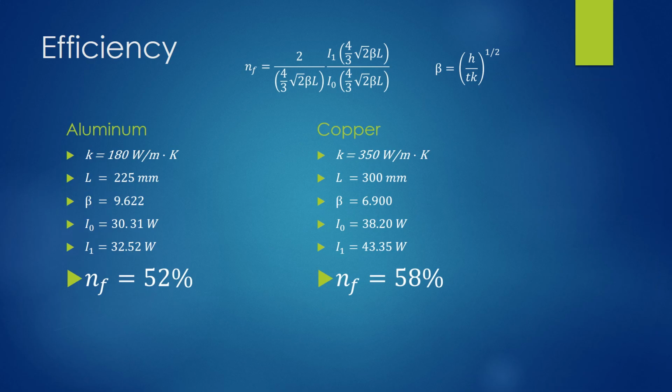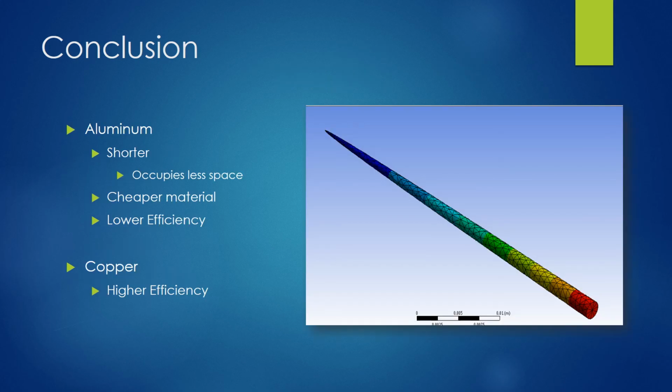Using the provided efficiency equation for a convex parabolic spine, we calculated the efficiency of the aluminum fin to be 52% and the copper fin to be 58%. After analyzing all of our results, we advise that an aluminum fin of length 225 mm and a thickness of 3 mm be utilized. The aluminum fin is beneficial because it is a cheaper option with a comparable heat rate and efficiency.